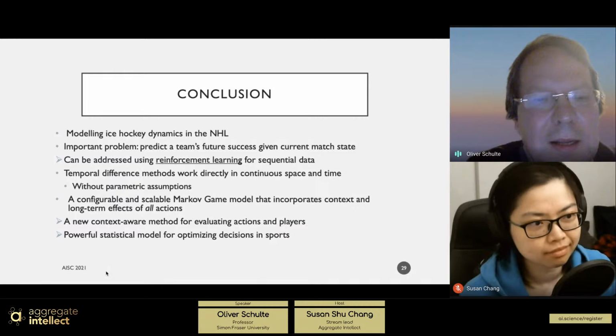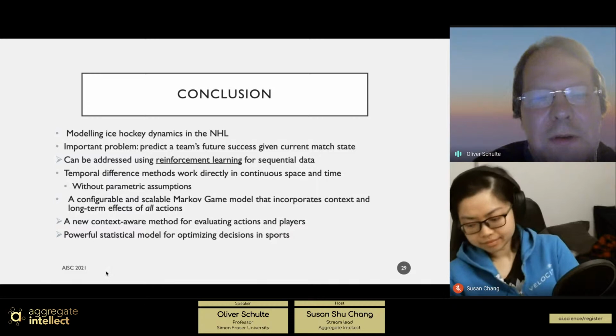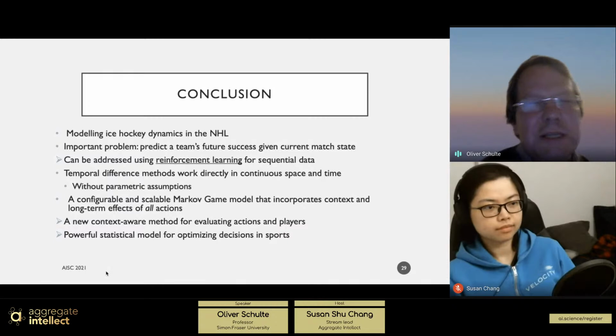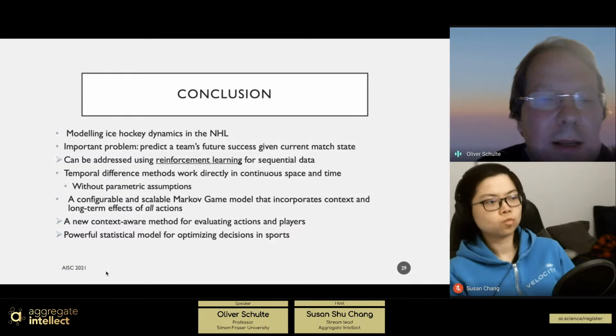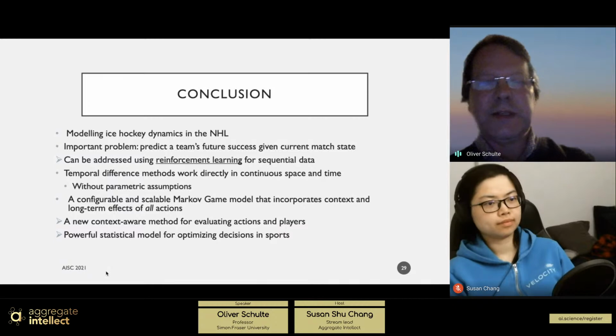And so what I showed you is a scalable Markov game model that allows you to evaluate all actions, and it captures both the context in which an action occurs as well as long-term impacts. So if you make a pass that puts a player in a promising position so that they can make a carry so that they can then score a goal, that actually is captured by the model. Also, this can be used to optimize decisions in sports and evaluate players.